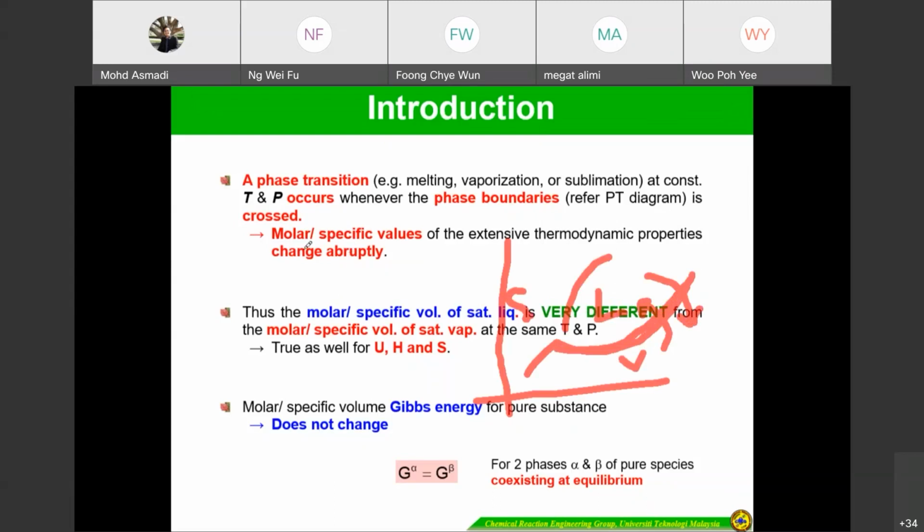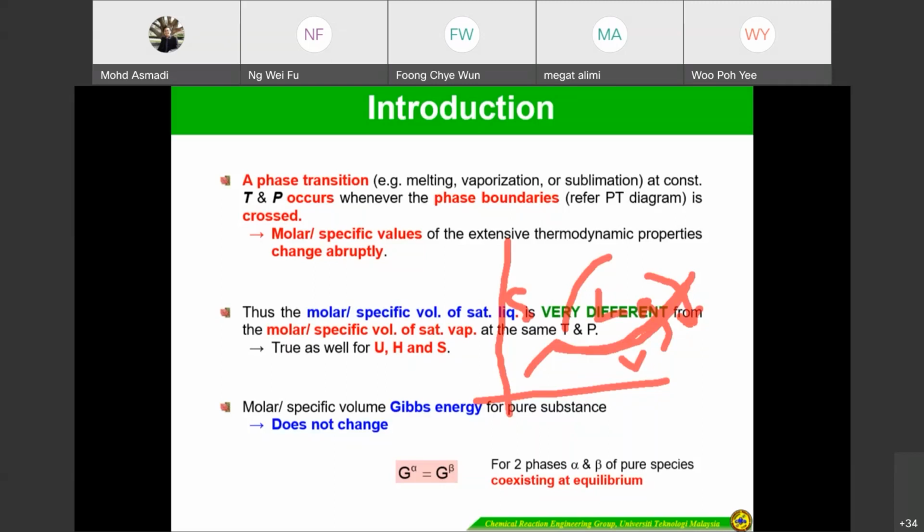The molar or specific values of the extensive thermodynamic properties change abruptly, of course, from liquid to vapor. As when you calculate the latent heat and also the sensible heat, it's different. For a change in phase, as well as a change in temperature, the equation that you have to use is going to be different.